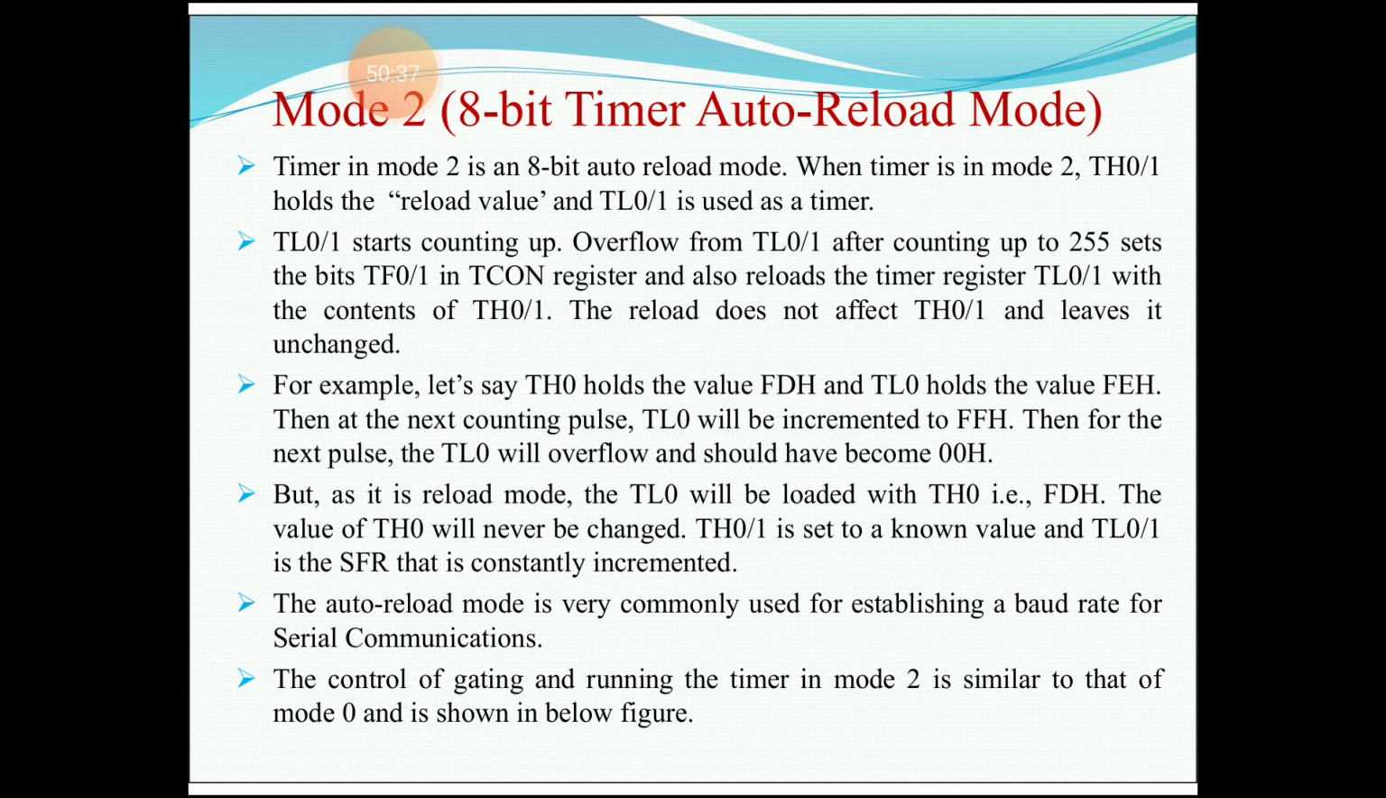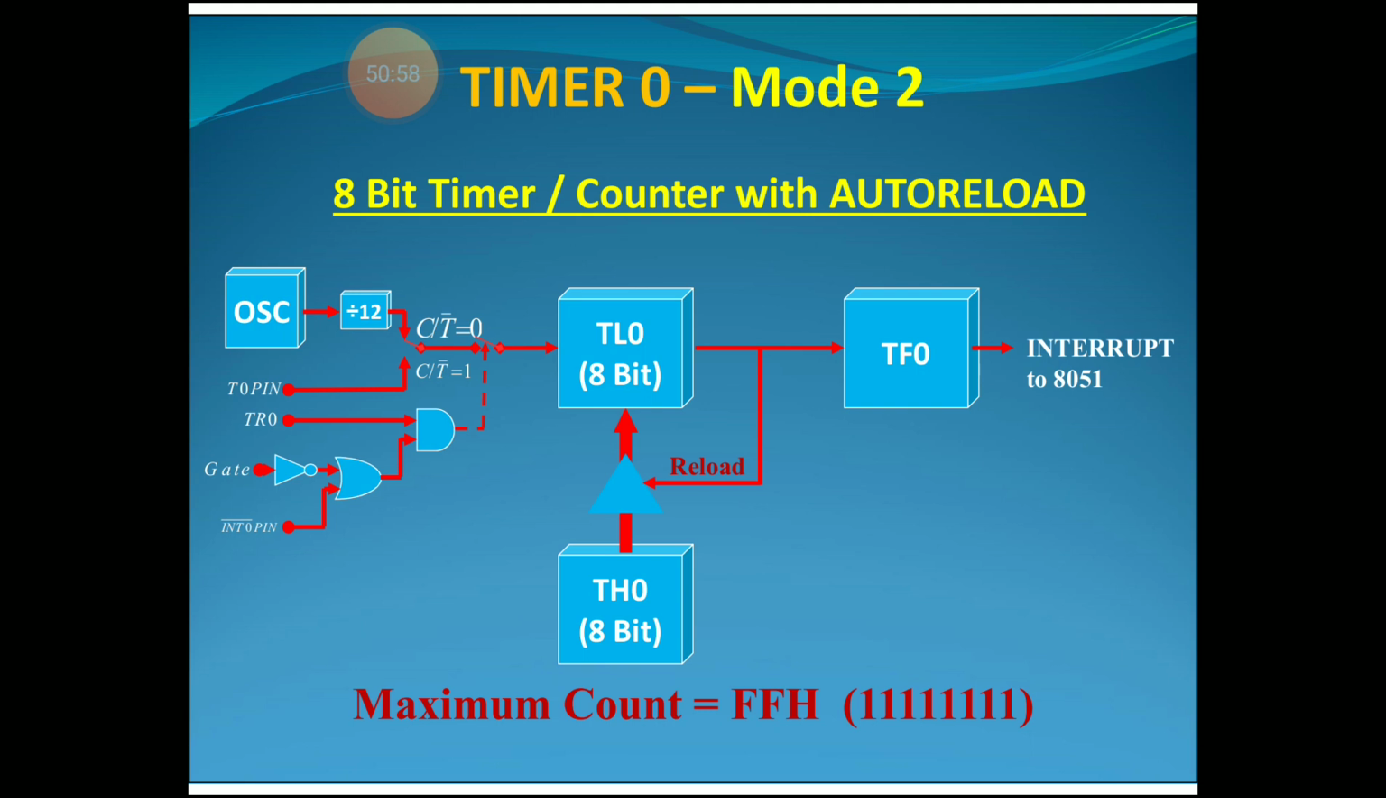The auto reload mode is very commonly used for generating baud rate for serial communication. So the mode 2 operation is used to generate baud rate depending upon the value loaded into TH0 or TH1. The control of gating and running of the timer in mode 2 is similar to that of mode 0 and is shown in the figure below. Now let us see timer 0 in mode 2 operation. Here is the 8-bit timer or counter with reload function. Here only TL0 is used for the incrementing operation, and TH0 contains some preloaded value. This value is reloaded when TL0 overflows.